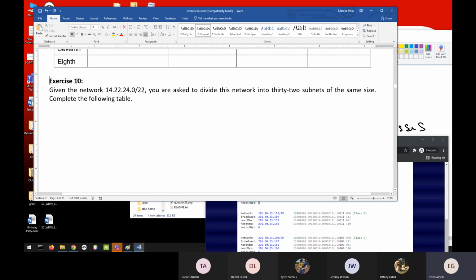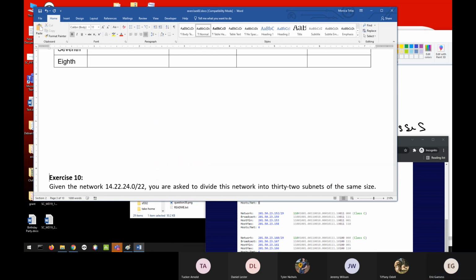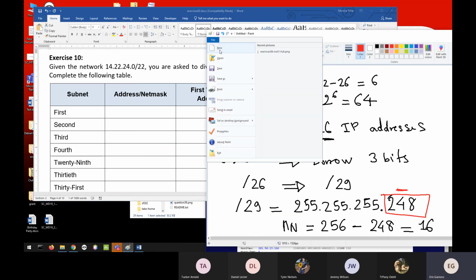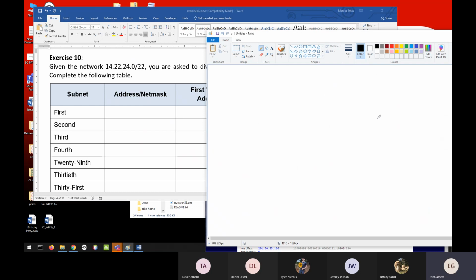Exercise 10. One page. Okay, so you have this as the original network, and you are asked to divide into 32 subnets of the same size. So the original net mask is /22.